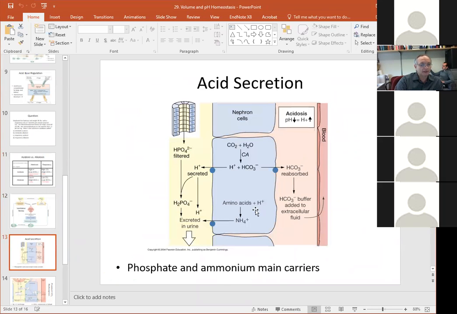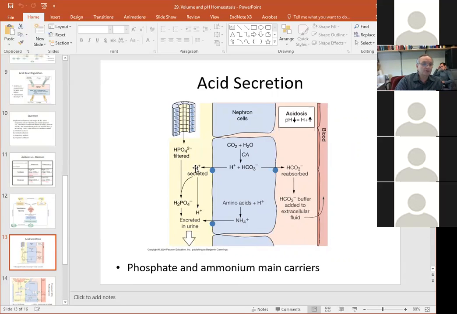I do want to start with that. That phosphate and acidic urine, free hydrogen, are excreted in the urine. Also, ammonium is excreted through pumps in the apical membrane. So ammonium, that's that nasty smell of baby's diaper. Phosphate, they carry the hydrogen out.